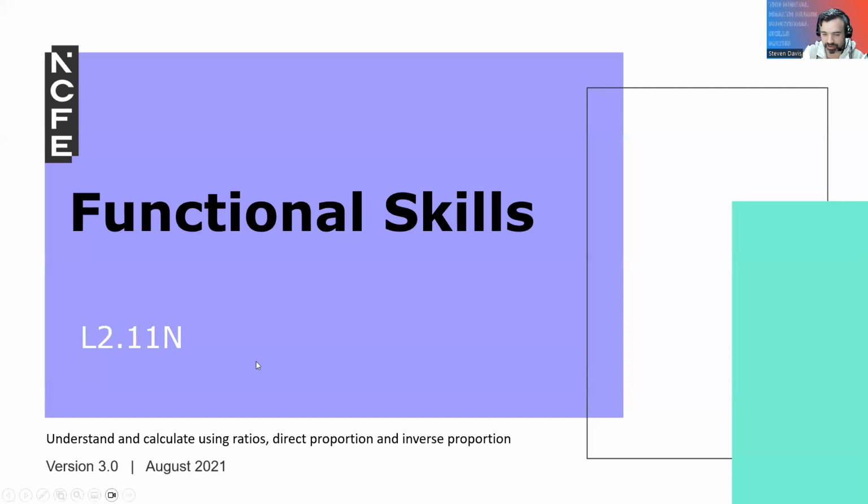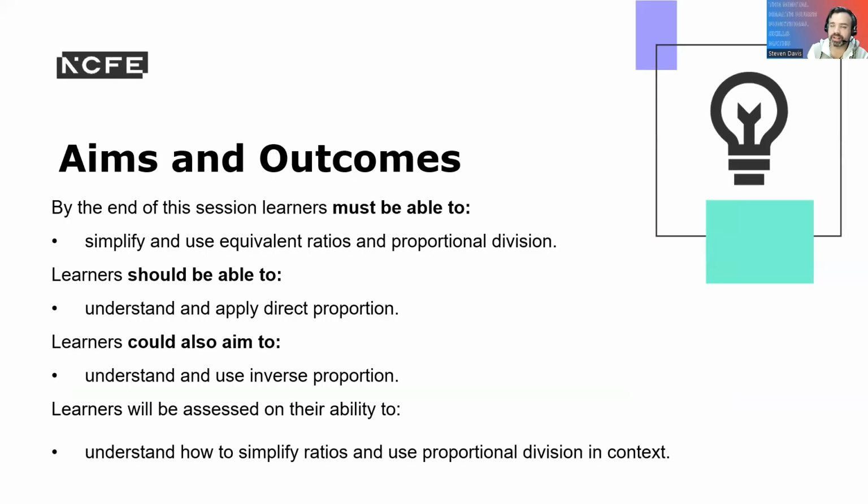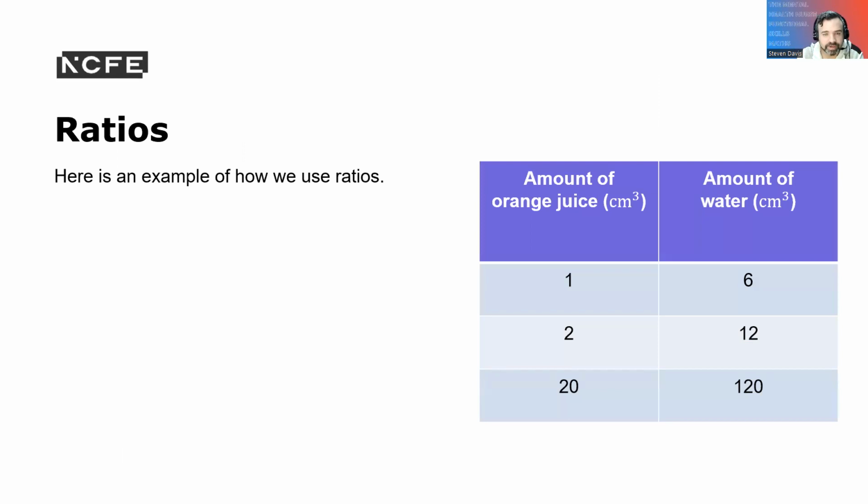So we're going to understand and calculate using ratio, direct proportions, and inverse proportions. The aims and outcomes by the end of the session: learners must be able to simplify and use equivalent ratio and proportion conversions. Learners should be able to understand and apply direct proportions. Learners could also aim to understand the use of inverse proportions. Learners will be assessed on their ability to understand how to simplify ratios and the use of proportional figures.